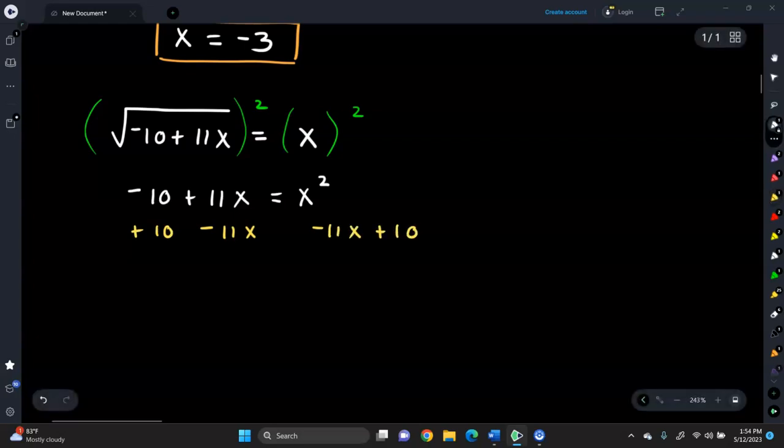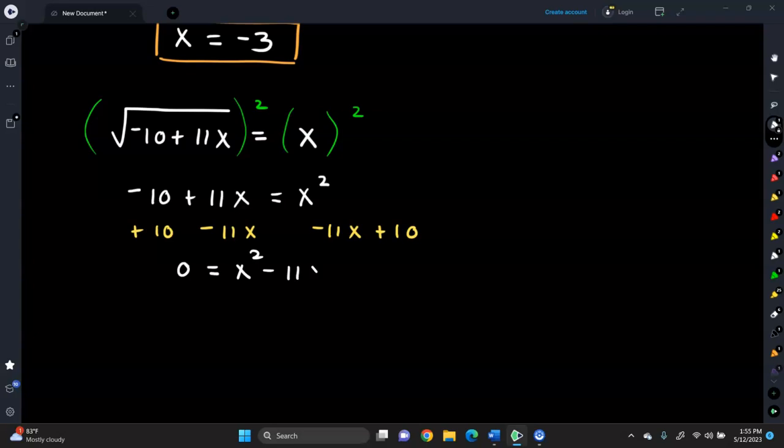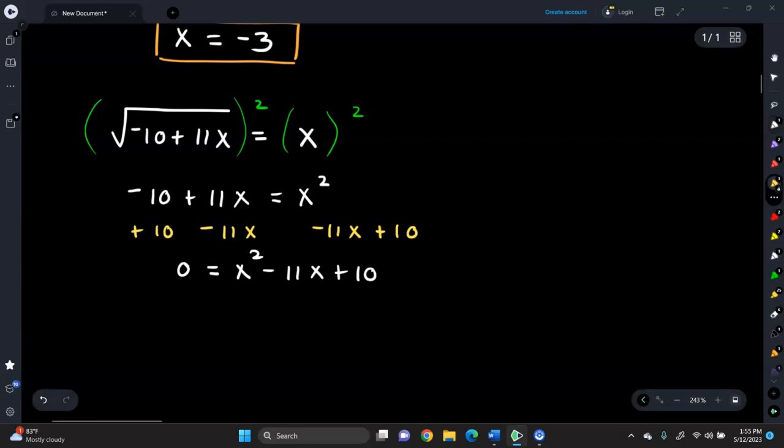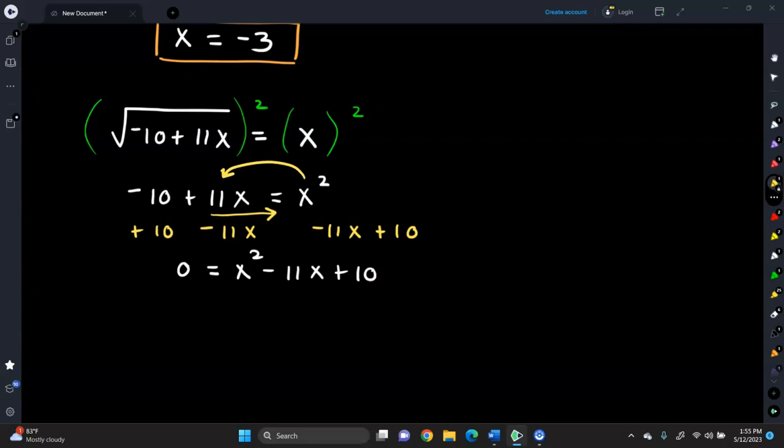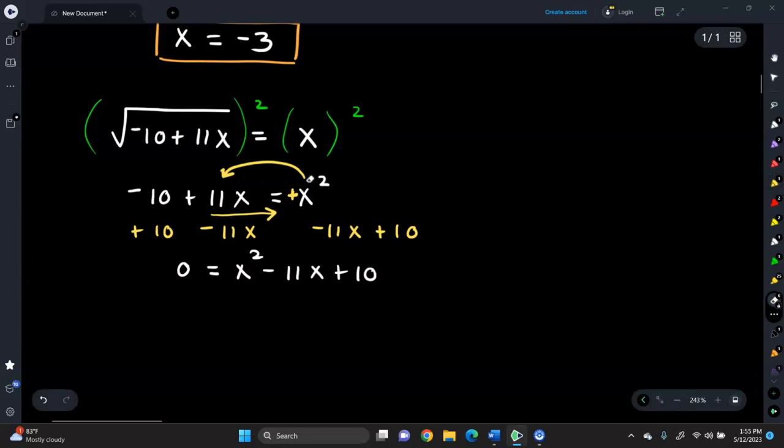Okay, and over here we get 0, and that equals x squared minus 11x plus 10. Okay, very important. Notice I moved this side over as opposed to moving the x squared over. The reason I did that is that I want to keep this leading term positive. It's not incorrect to do it the other way, but it makes it more complicated, right? We want to keep that x squared positive because that makes the factoring much easier. So we're going to factor this.